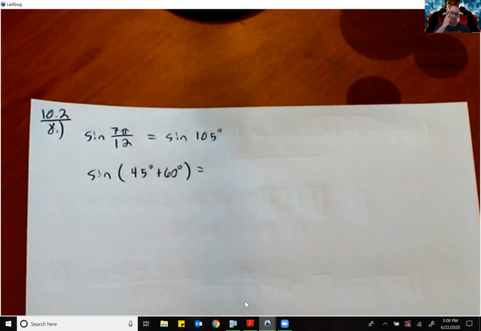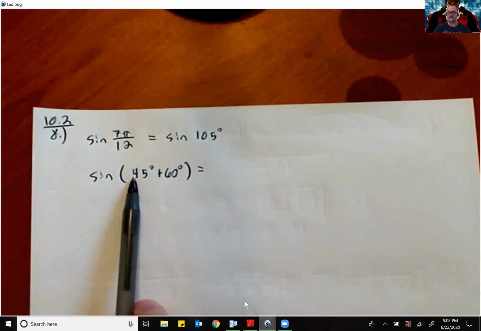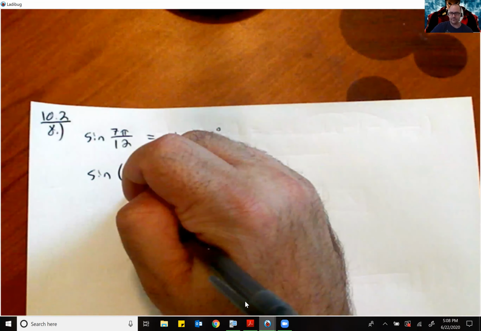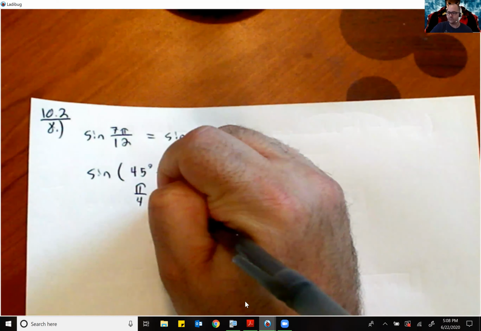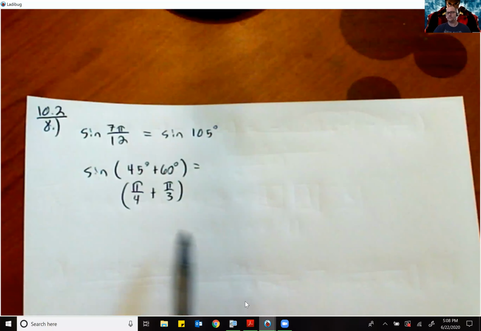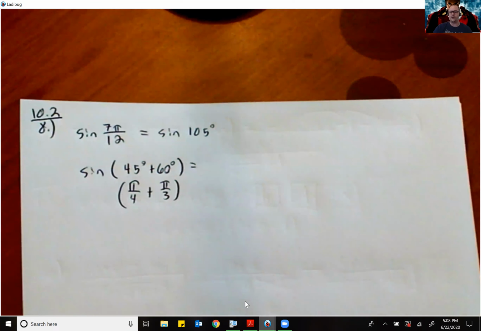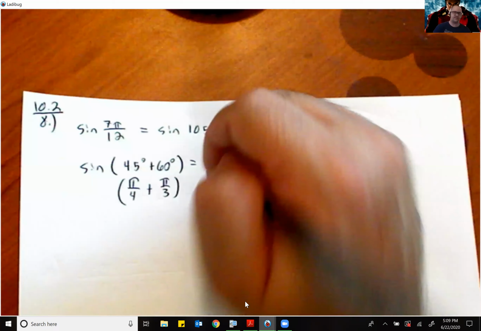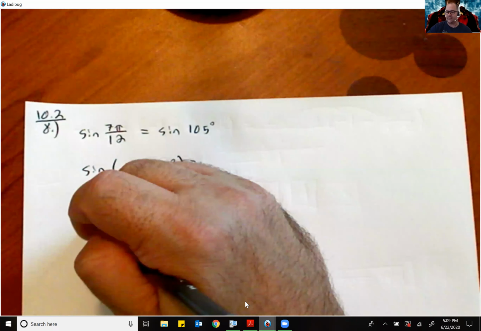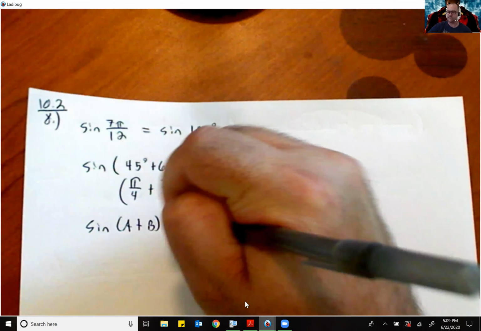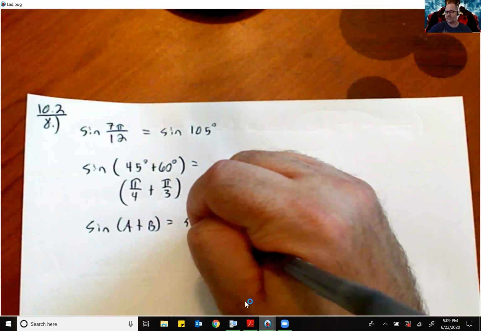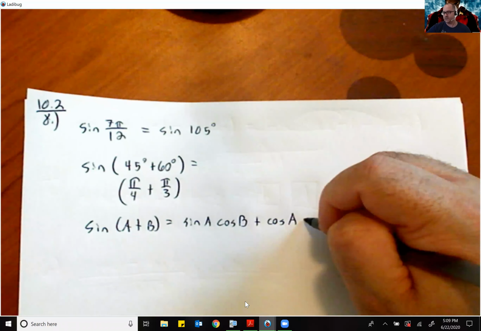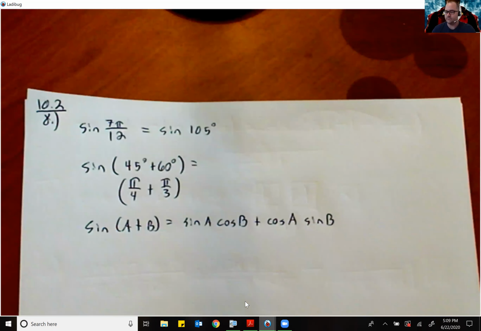Another way that you could have done that is 150 minus 45. Okay? Or if you want to keep this in radians, just so you know, pi over 4 plus pi over 3. If I take these two together and add them, I get 7 pi over 12. So now all you have to do is run the sum of sines formula, which says that if I have sine of A plus B, I get sine of A cosine of B plus cosine of A sine of B. So all you have to do is plug and chug. This is the equation we're going to run.